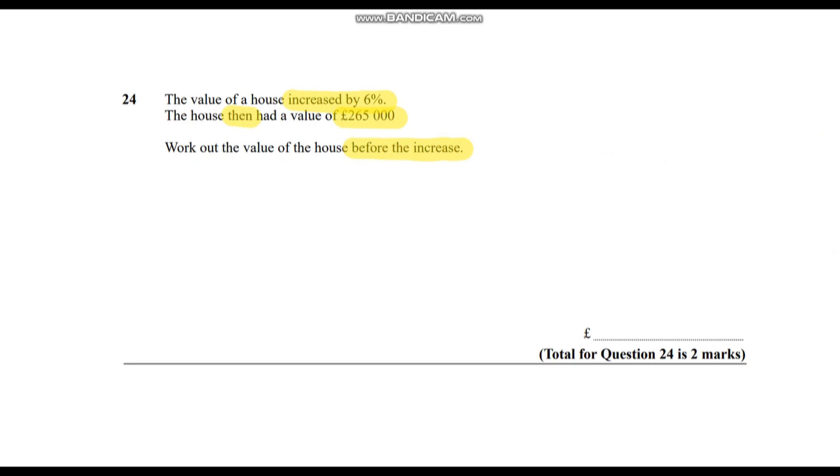So this is where a lot of people do struggle. It's reverse percentages. So we're told the value of the house after the increase. So always think about the original price, the original price representing 100%. So whatever the original price was, that's always 100%. So the value of the house increased by 6%. So if the house was originally 100% and now it's increased by 6%, the value of the house now is going to be 106% of the original price.